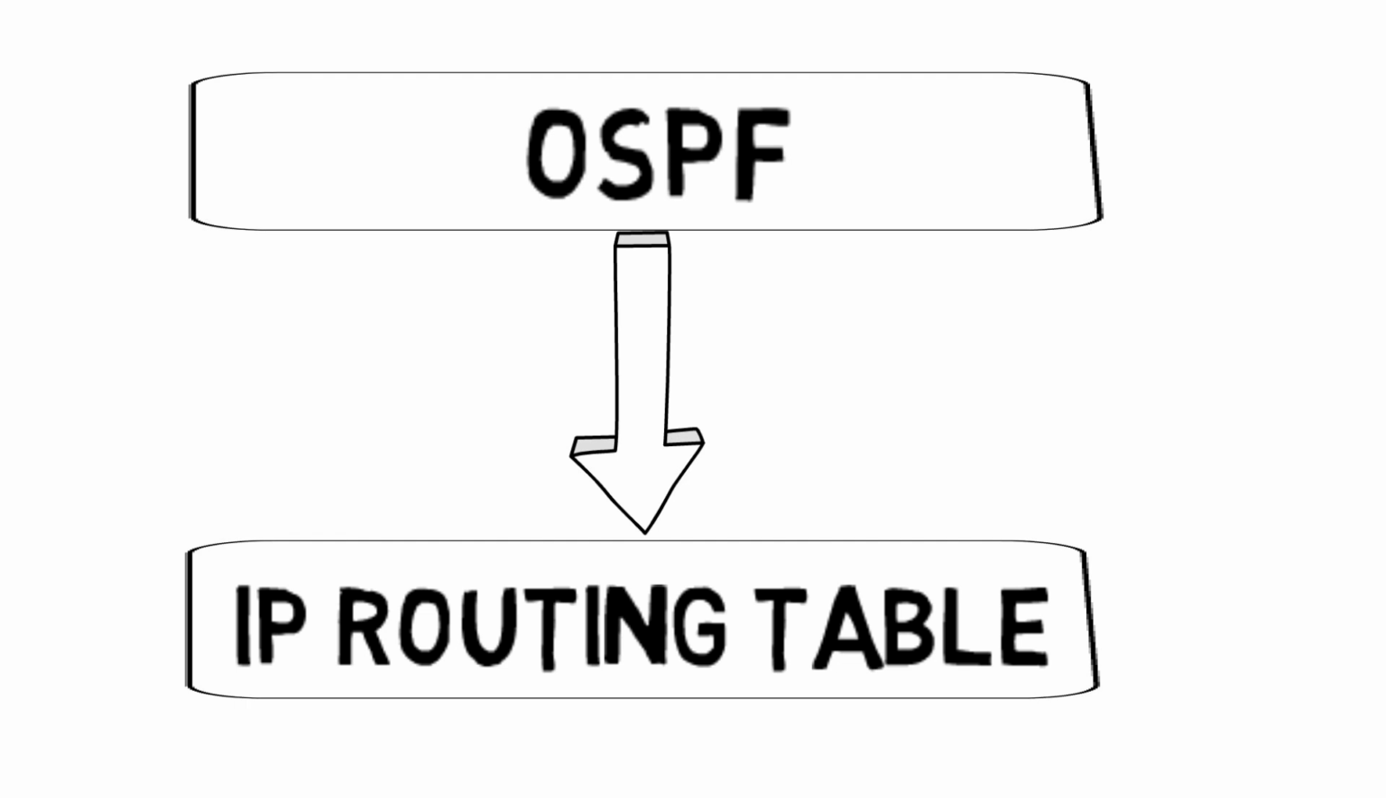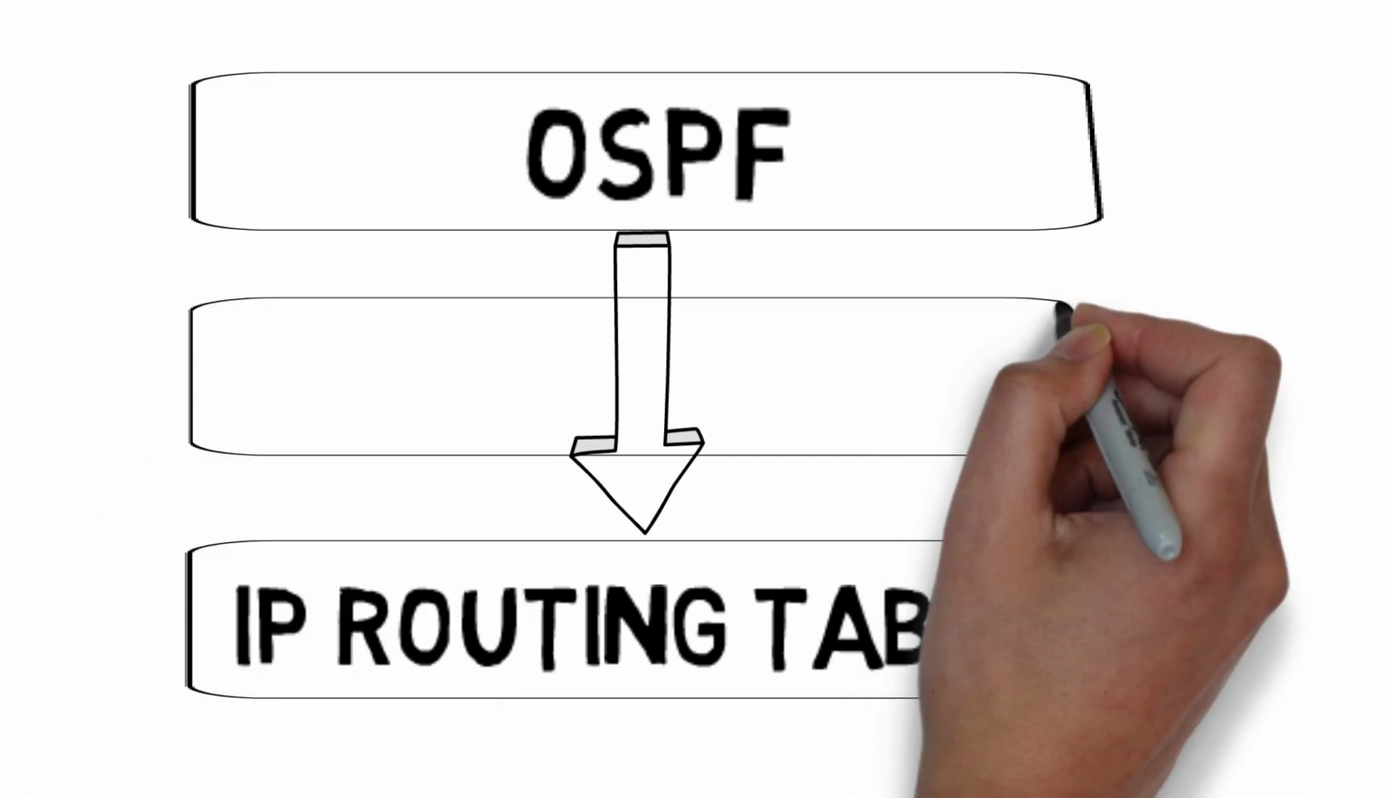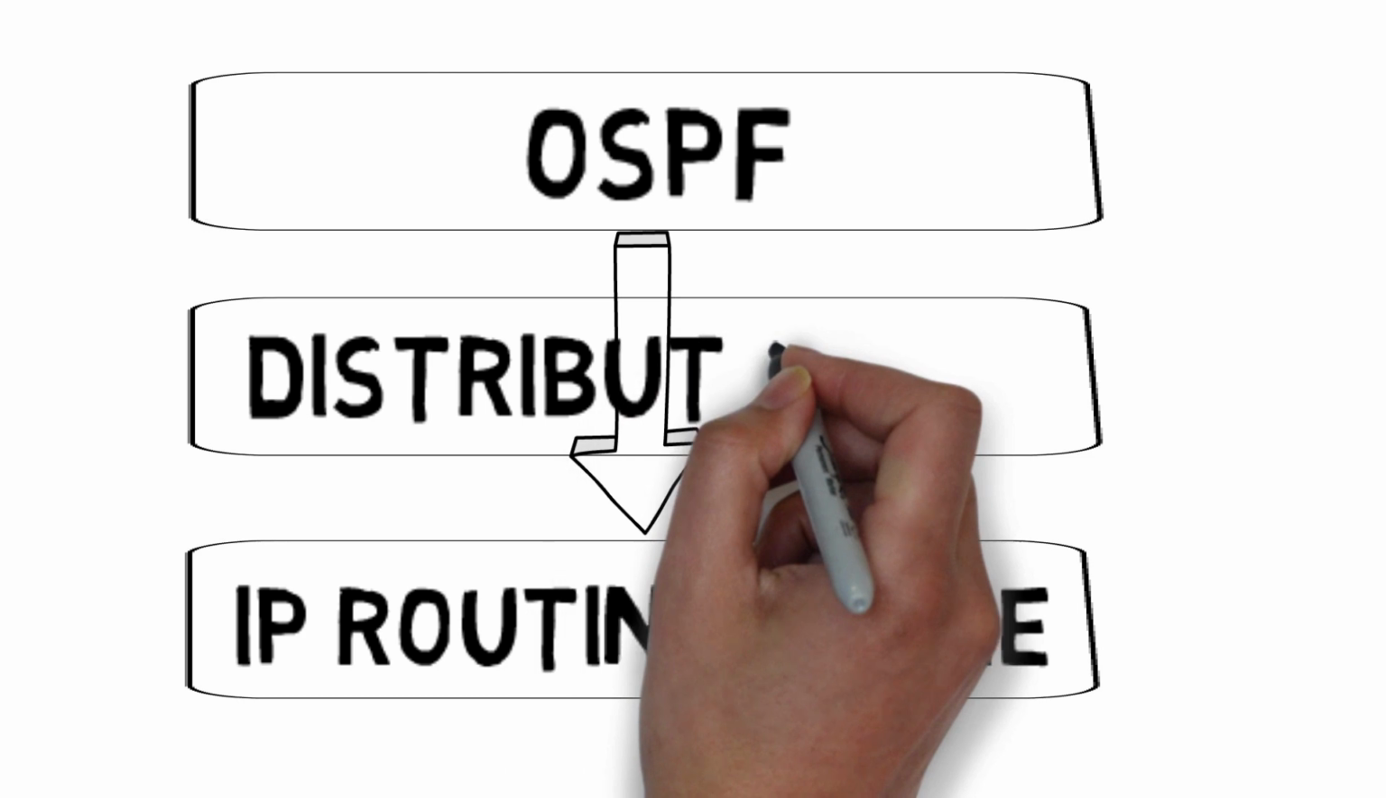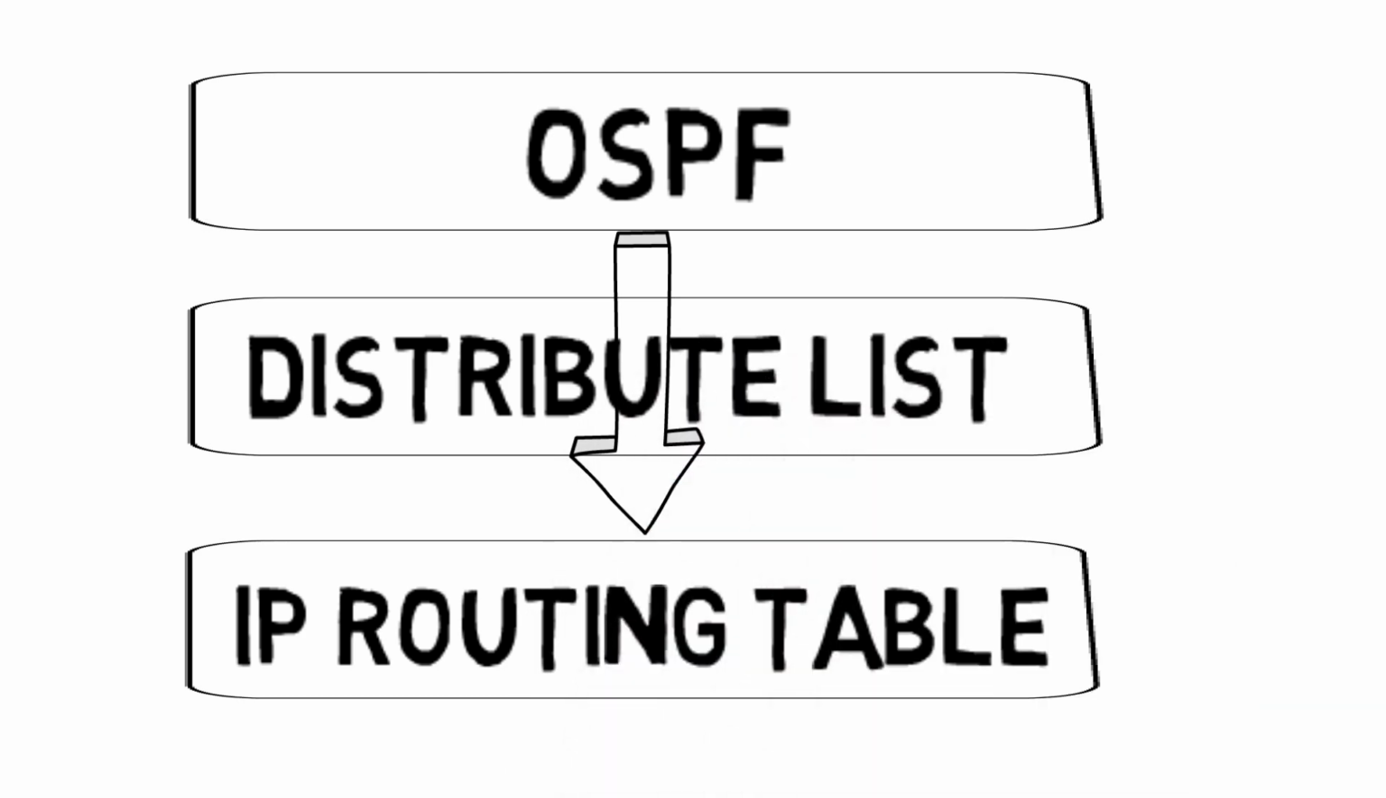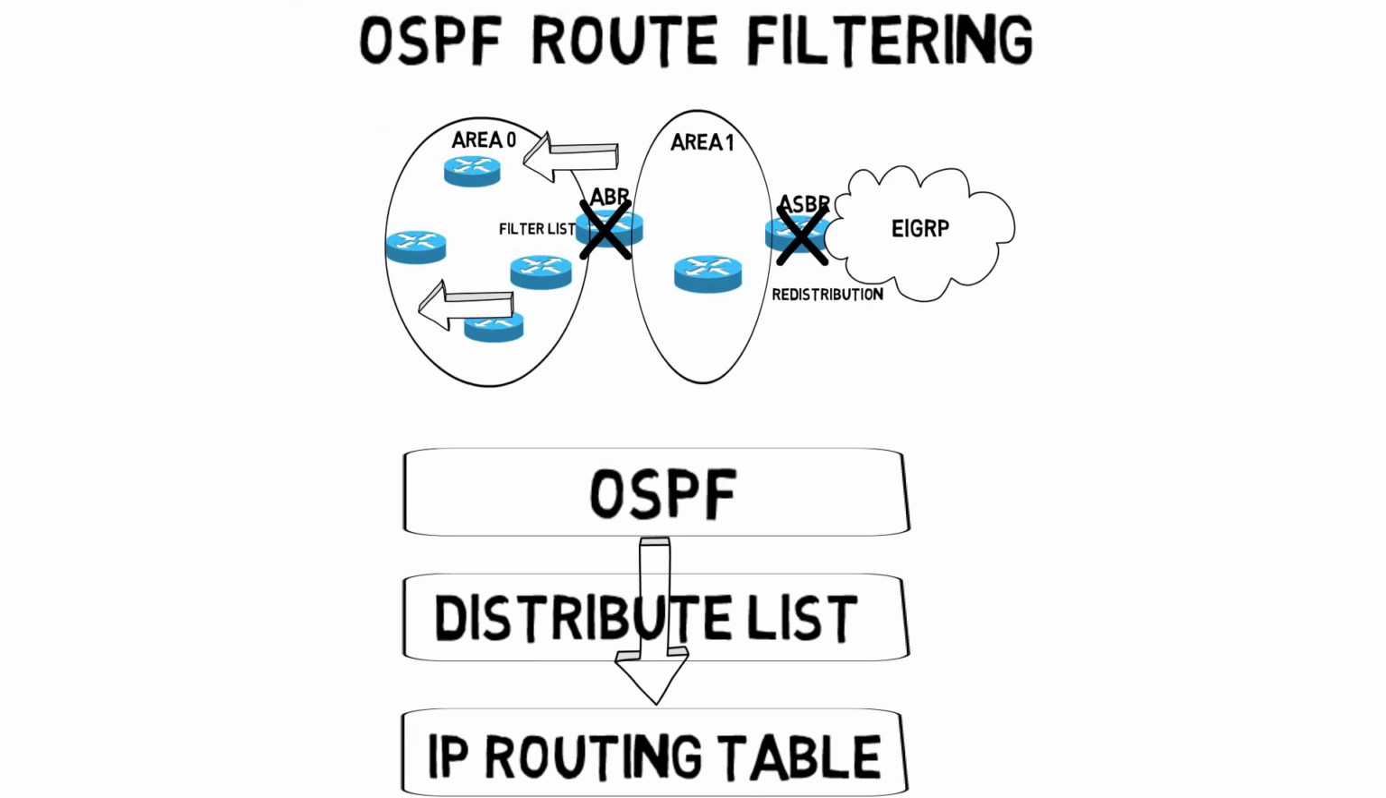Before OSPF could inject that route into the IP routing table, we blocked it. Specifically, we can configure something called a distribute list, and that can be used to block that route from being injected into the IP routing table while letting that route stay in the OSPF database. OSPF knows about the route, but the IP routing table does not. Those are the three primary approaches to OSPF route filtering that we might need to keep in mind as we're doing troubleshooting if we're trying to determine whether or not a route has been filtered.